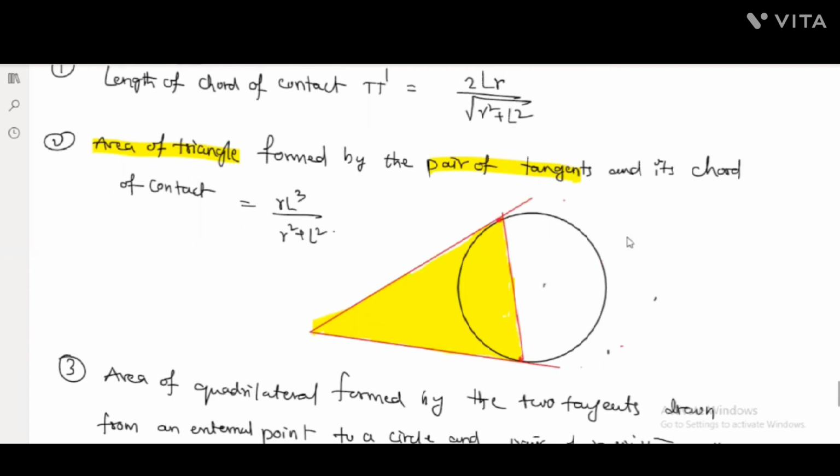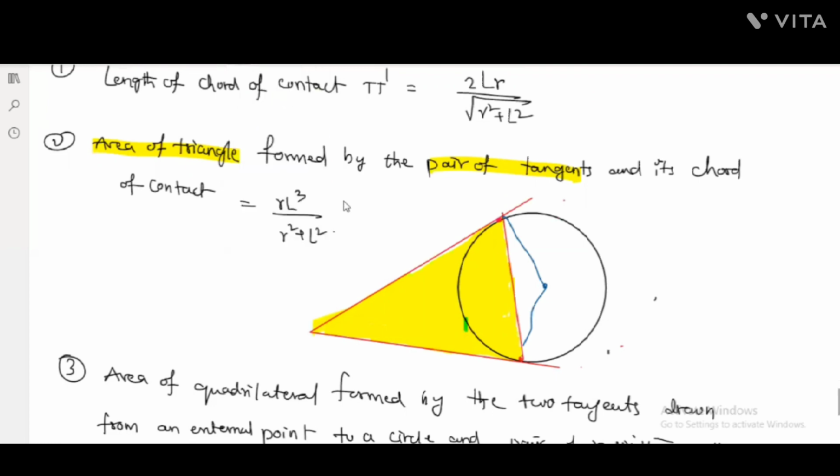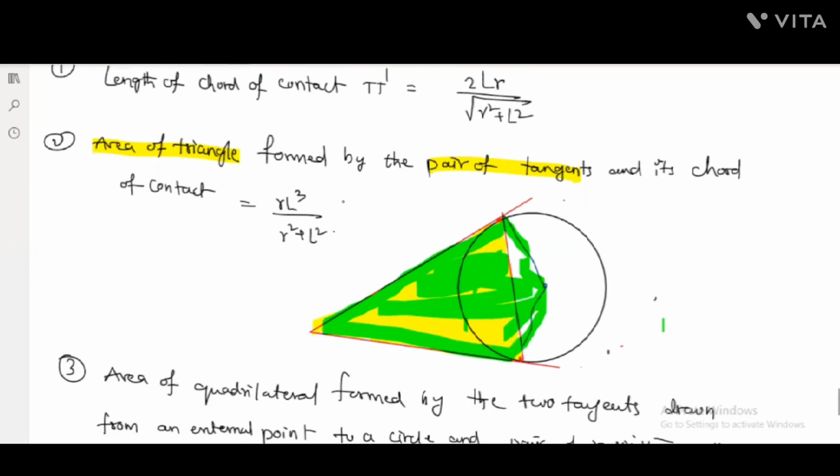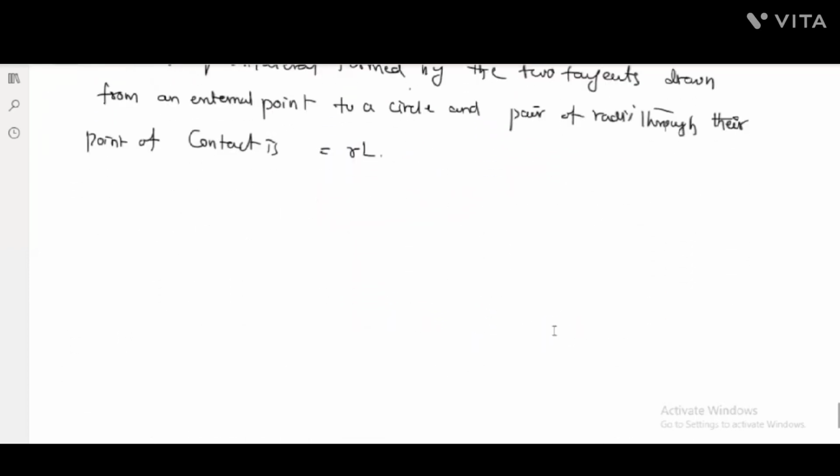So we will draw the radius like this, right? Like this, we can draw the radius. So this is the complete area. This complete area is the area of the quadrilateral they are talking about. So this is the formula to find the area of the quadrilateral.